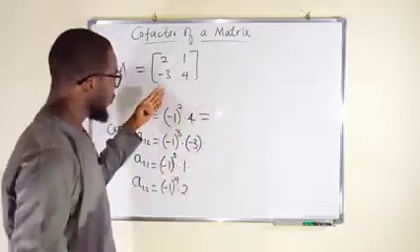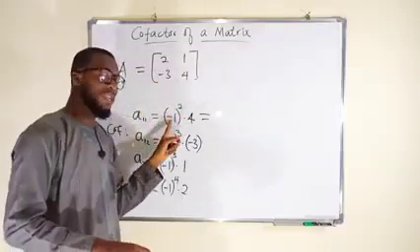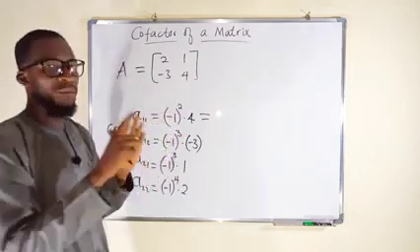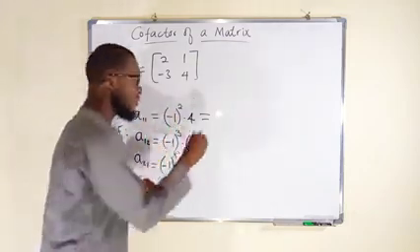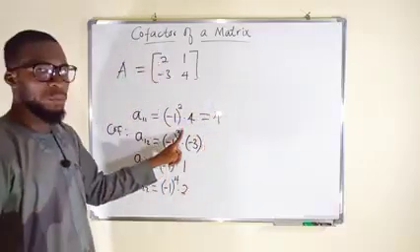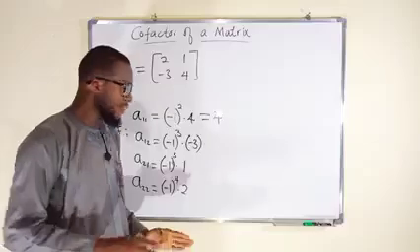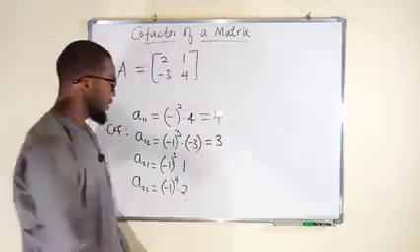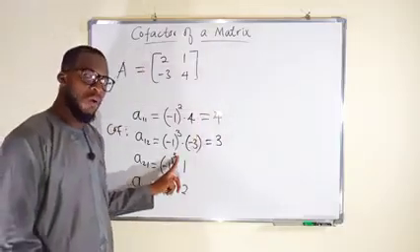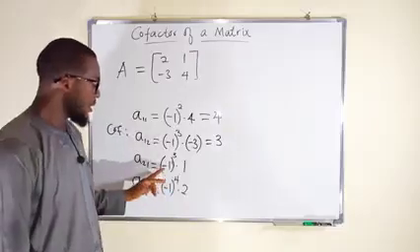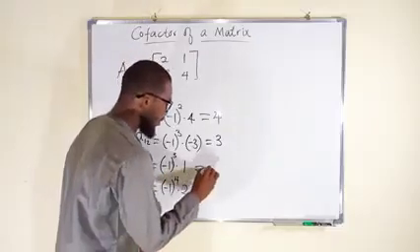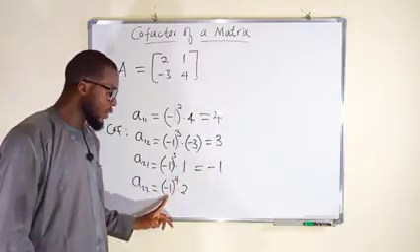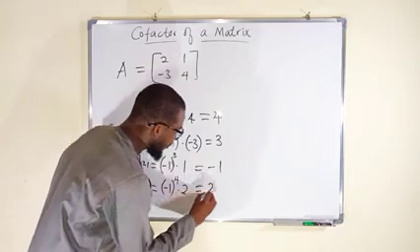For this one, you know, when the power is even, it is going to transform the negative sign to positive. So because this is even, this -1 becomes +1. +1 times 4 is 4. This is an odd power, so the negative sign will remain negative. -1 times -3 is +3. This is also an odd power, so this will remain negative. -1 times +1 is -1. And lastly, this is an even power. This becomes +1 times 2 is still +2.